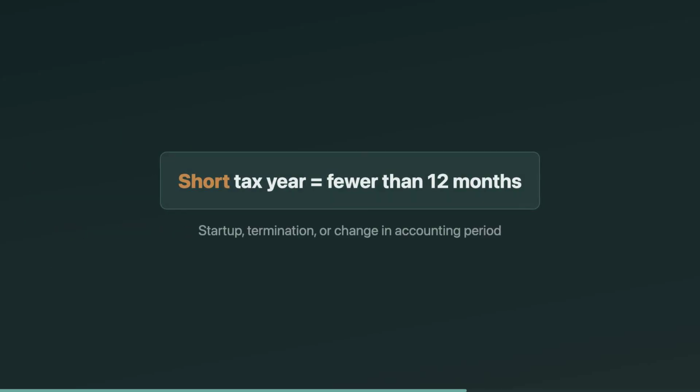Now the short tax year. That's any tax year under 12 months, and it usually happens for 3 reasons. 1, the entity starts up mid-year. 2, it terminates mid-year. 3, it changes its accounting period, like switching from fiscal to calendar or calendar to fiscal. On exam questions, if you see first return, final return, or changed year-end, think short year.